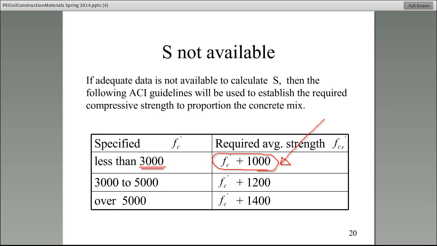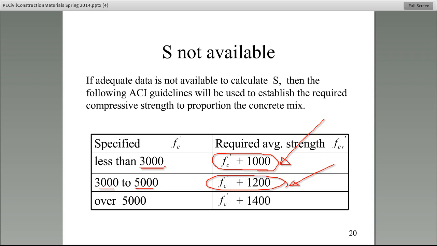Now, if the compressive strength is between 3,000 and 5,000, ACI says in the absence of a valid standard deviation, you just add 1,200 to it. So if it's 4,000, you order 5,200 psi concrete, and so on. You can see if it's over 5,000, you add 1,400.